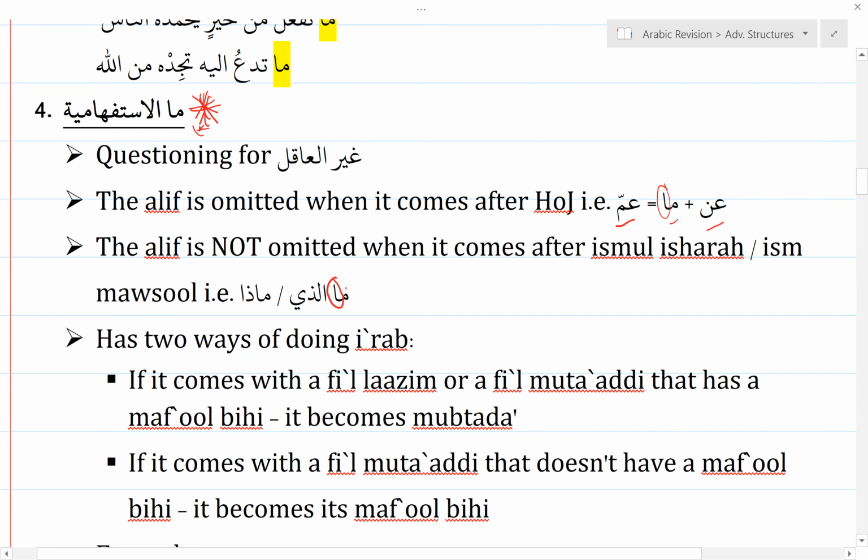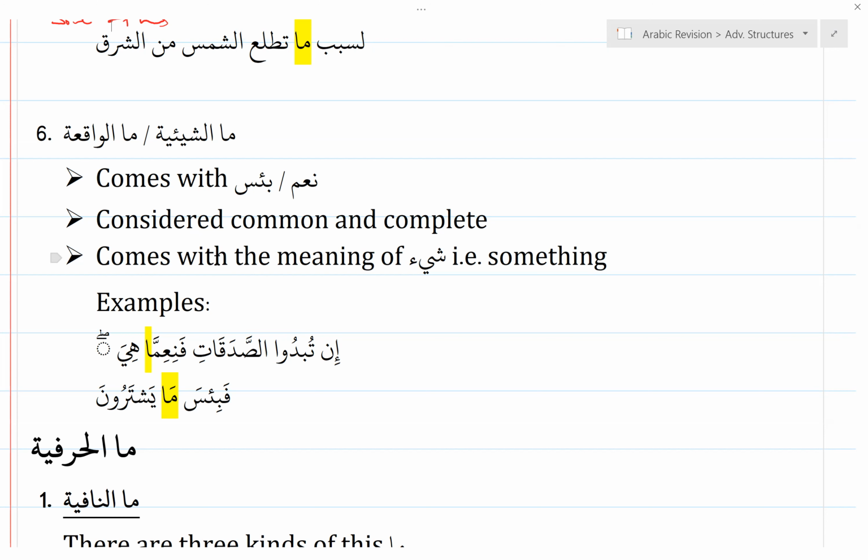It comes with the meaning of shay, thing. Something. Again, the reason why I didn't want to add it is because it sounds very similar to ma al-mubhama, but it only specifically comes with ni'ma and bi'sa. So I was like, do I add it? Do I not add it? Also, some books consider this kind of ma isim mawsul. They don't really consider it as a different kind of ma. But anyway, let's just have it because you will see it in Arab books.